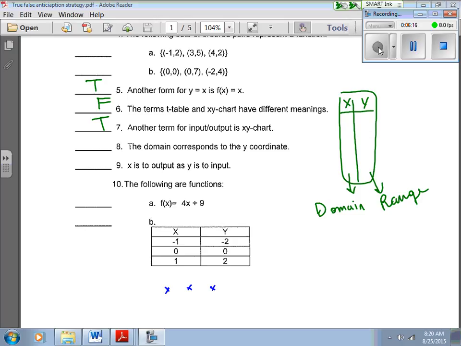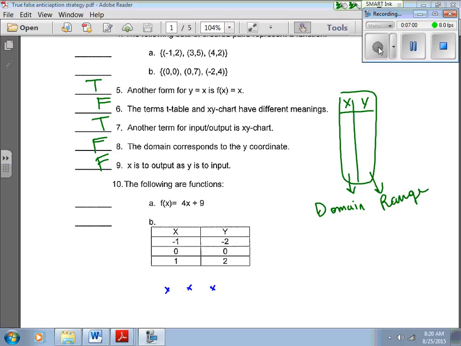What's the domain and range of an input-output table? All the X's are the domain. The range, whatever the Y's tell you to do. Okay? So for number 8, the domain corresponds to the Y coordinate, true or false? False. Number 9, X is to output as Y is to input. It's false. It's switched. X is to input and Y is to output. It's false.